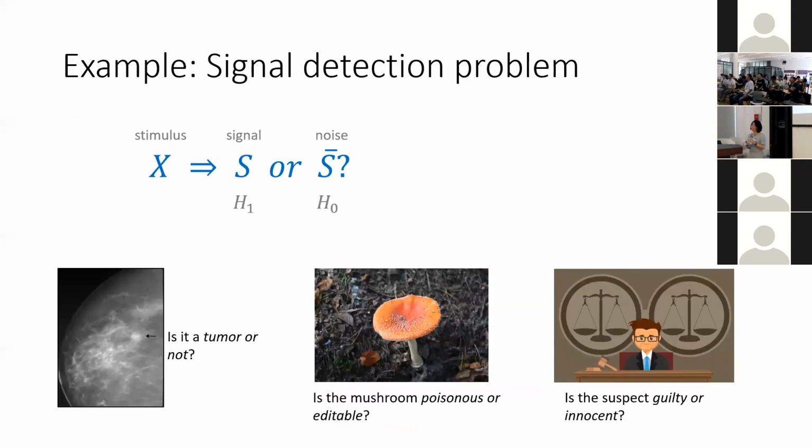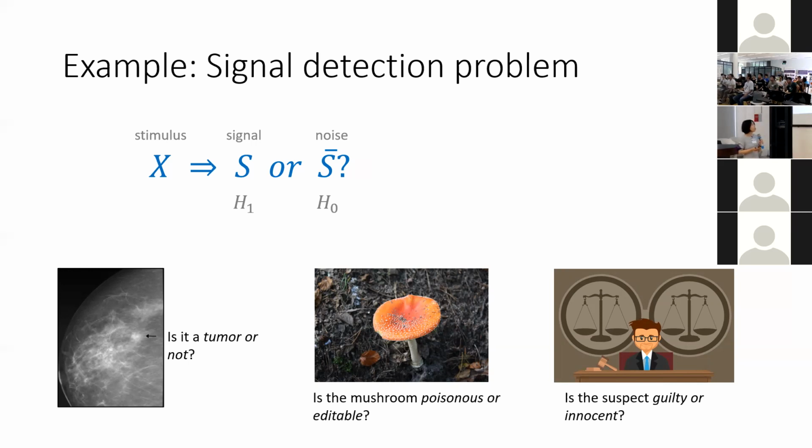I will use the signal detection problem to illustrate the Bayesian decision theory. I know Tianmin already covered it a few days ago, but I will approach it from a very different perspective. So I hope the overlap is minimal.